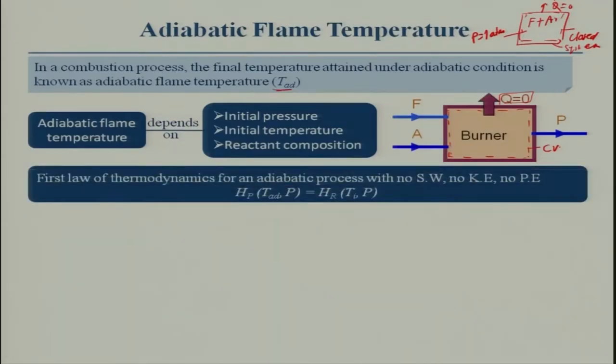Now, from the first law of thermodynamics, for an adiabatic process with no change in kinetic energy, no change in potential energy, and no shaft work, I will get HP is equal to HR. Is it true? How will I get this? What is the meaning of HP is equal to HR? That means the enthalpy of the product is equal to the enthalpy of the reactant. How did I get this? Any idea? The heat evolved will be absorbed by the product. That is the meaning, but how did I arrive at this expression? That is the question. First law of thermodynamics.